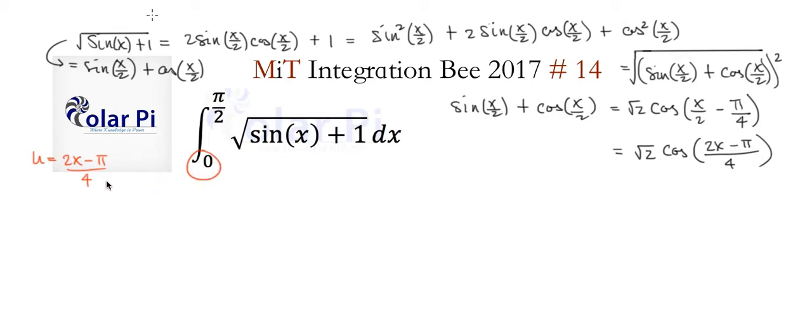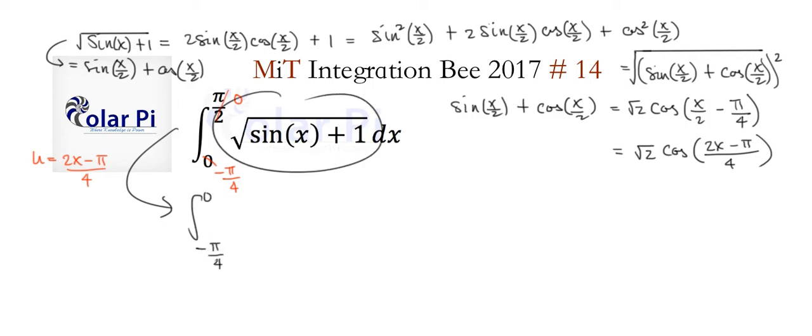And so it is 0 turned to. 0 is x, right? So that it'd be 2 times 0 minus pi over 4. So that's negative pi over 4. And for pi over 2, it'd be 2 times pi over 2, which would be pi minus pi over 4. And so 3 pi over 4. So we'd go from negative pi over 4 to 0. That's how the limits change. Otherwise, we're ready to rewrite the given integral now.